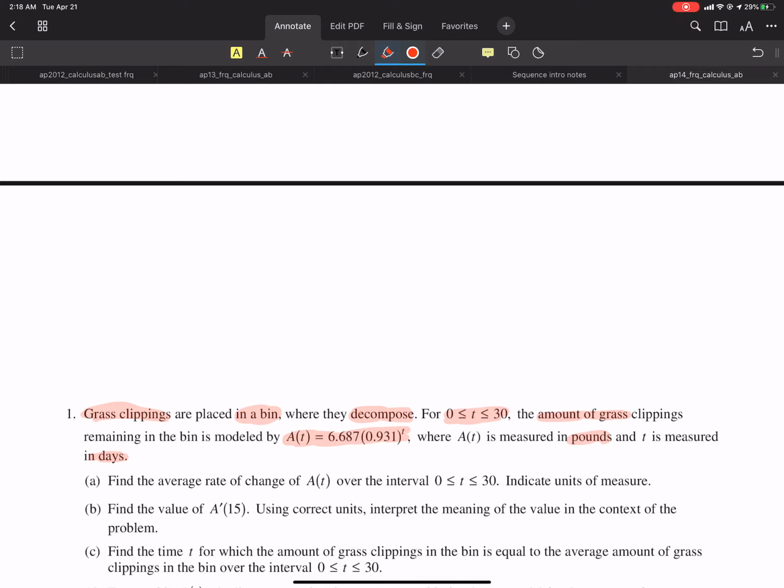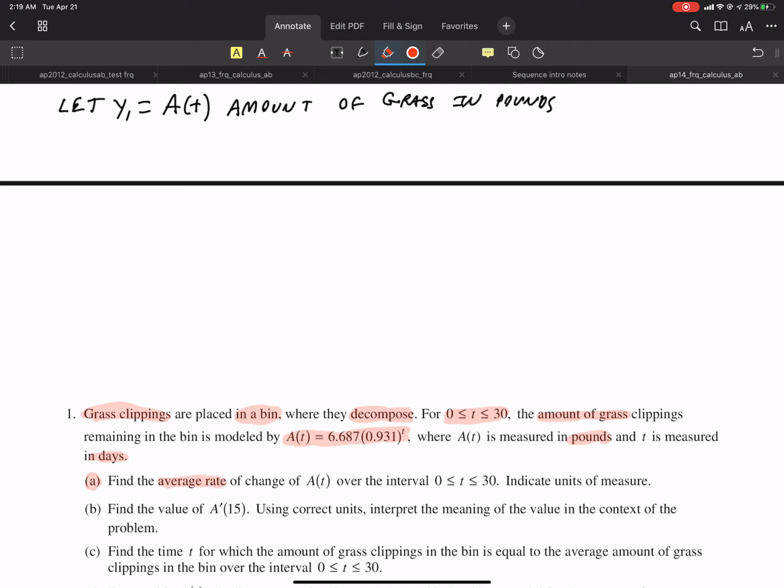So, to make your life easier, you should probably say let y1 equal A of T. So I'm going to put that equation, A of T, in y1. But what does that represent? I should write it down here so I don't have to keep reading the question. That is the amount of grass in pounds. I think I have everything I need just in that. So let's go ahead and do part A.